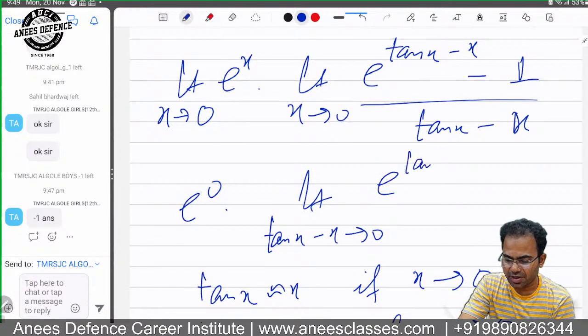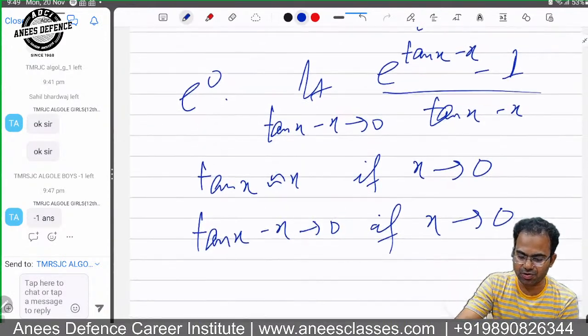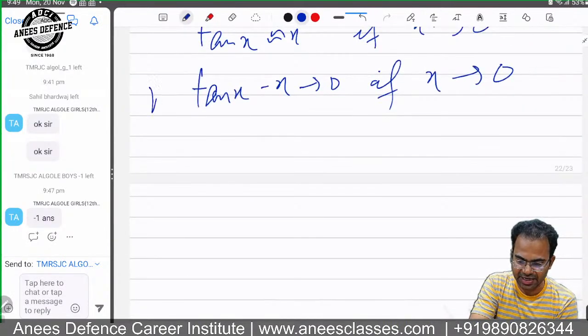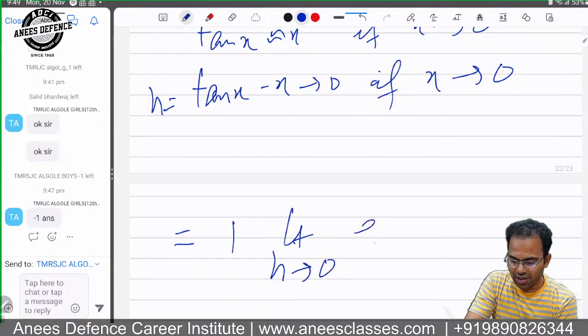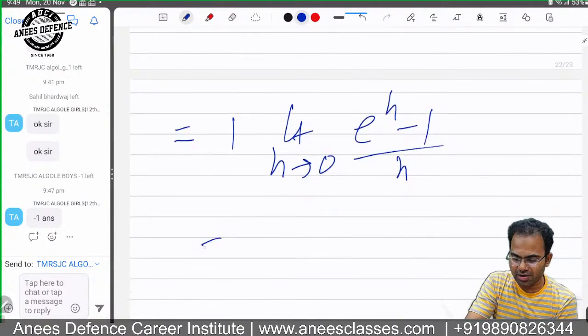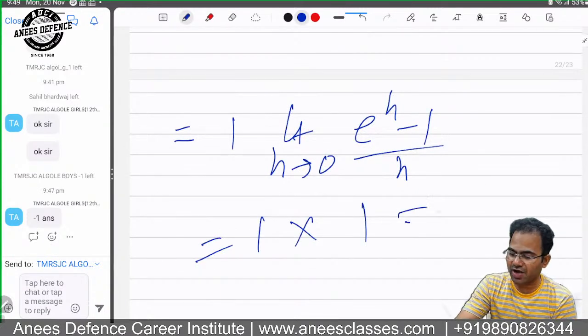So for x tends to 0, I can write tan x minus x tends to 0, e to the power tan x minus x minus 1 upon tan x minus x. I will replace with h. Okay, so let's take this is h. E to the 0 is 1. So limit h tends to 0, e to the h minus 1 upon h. This is the formula. The formula of this is 1. Okay, so 1 into 1 is 1.